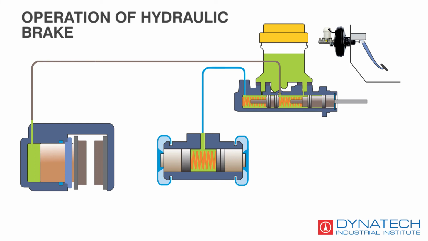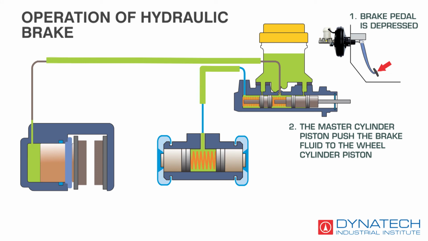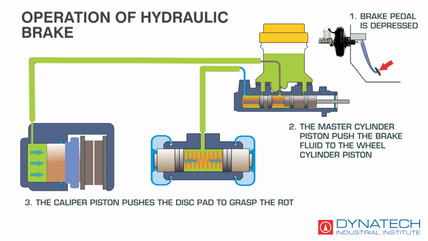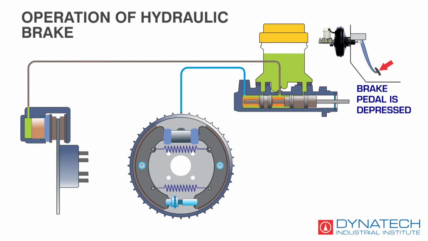Operation of hydraulic brake. 1. Brake pedal is depressed. 2. The master cylinder piston pushes the brake fluid to the wheel cylinder. 3. The caliper piston pushes the disc pad to grasp the rotor disc, and the wheel cylinder piston pushes the brake shoe to expand against the brake drum to stop their rotation.